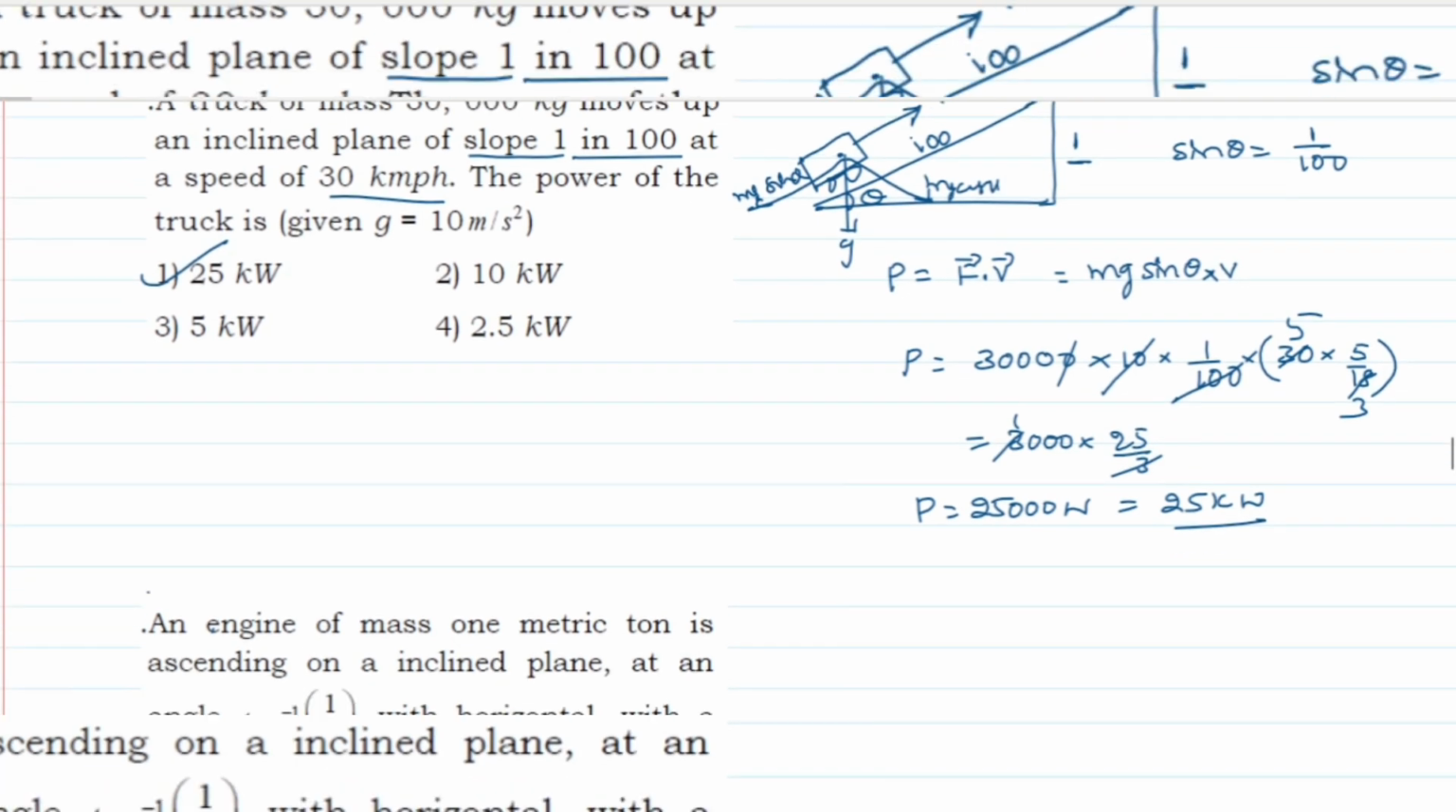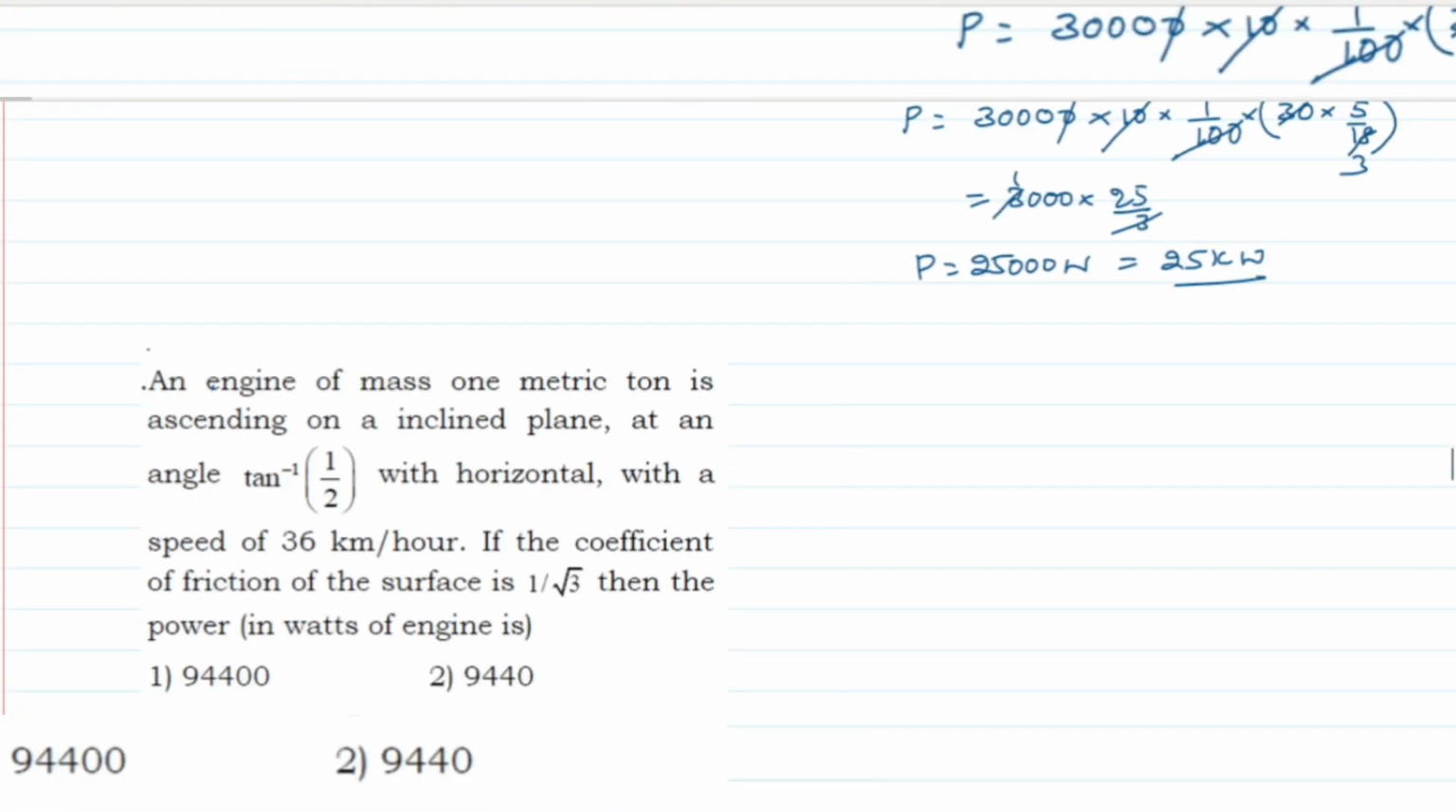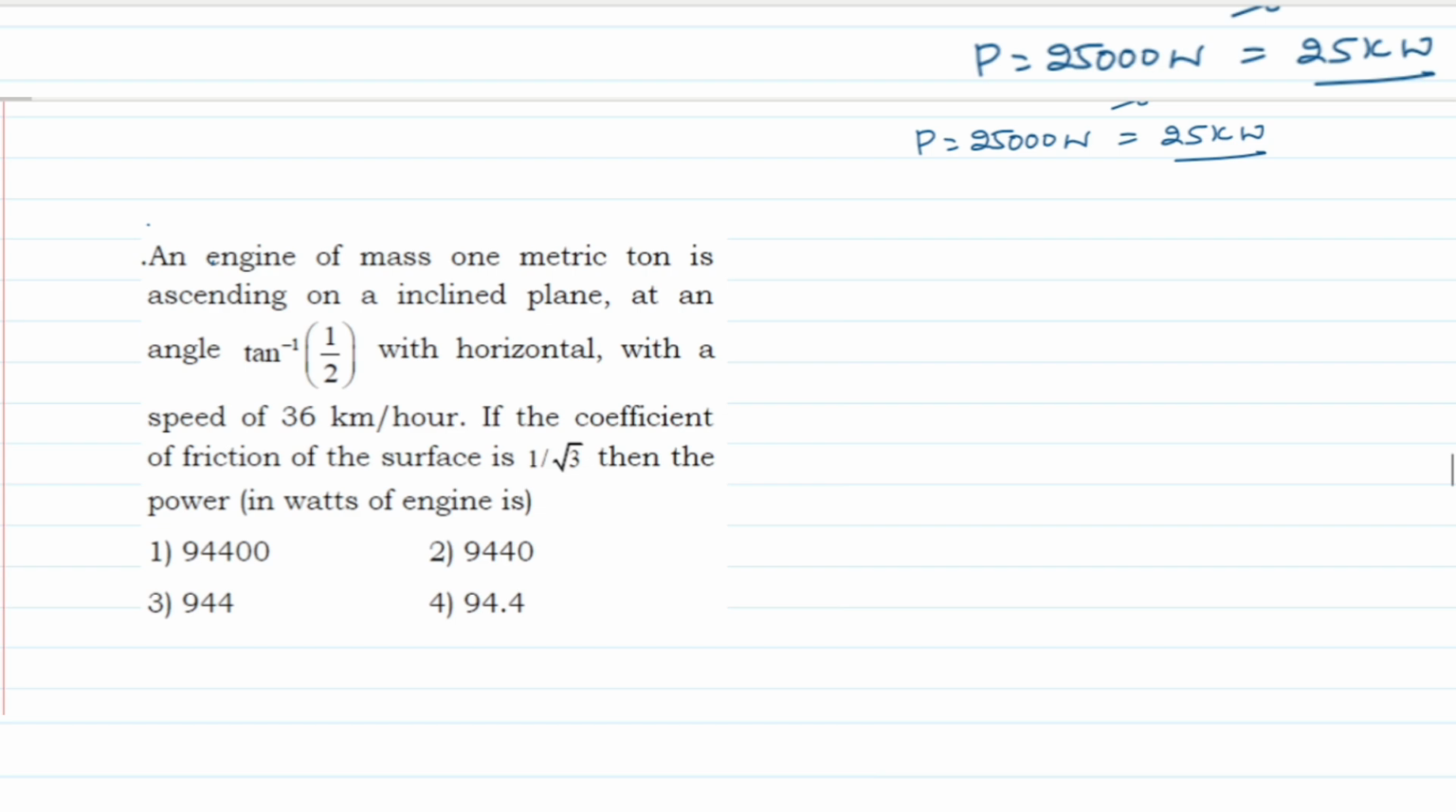Let us see the next question. The next question says an engine of mass 1 metric ton is ascending an inclined plane at an angle of tan inverse of 1 by 2 with the horizontal. The engine's mass is given and it is moving on an inclined plane whose tan theta is given as 1 by 2, so theta equals tan inverse of 1 by 2. So theta is opposite side by adjacent side, and obviously the hypotenuse will be the square root of side square plus side square, root over 5.